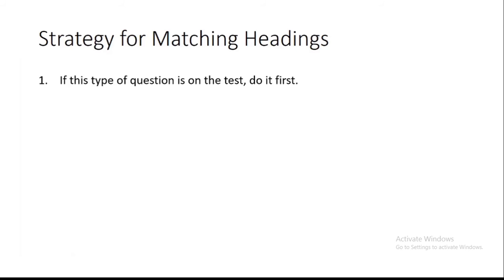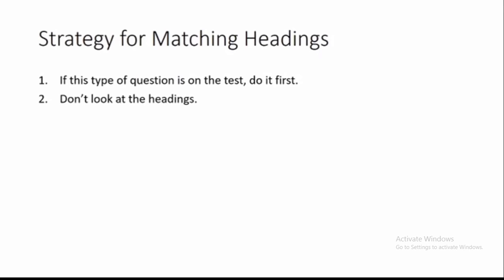So what I do first is, if this type of question is on the test, I'd encourage my students to do this one first. So if you look at a section and it has some matching headings questions in it, do this one first. Why? Because it requires you to get an overview of the whole text. It requires you to get the general meaning of the whole text first, which is a very useful thing to do first, because it will make all the other questions much easier.